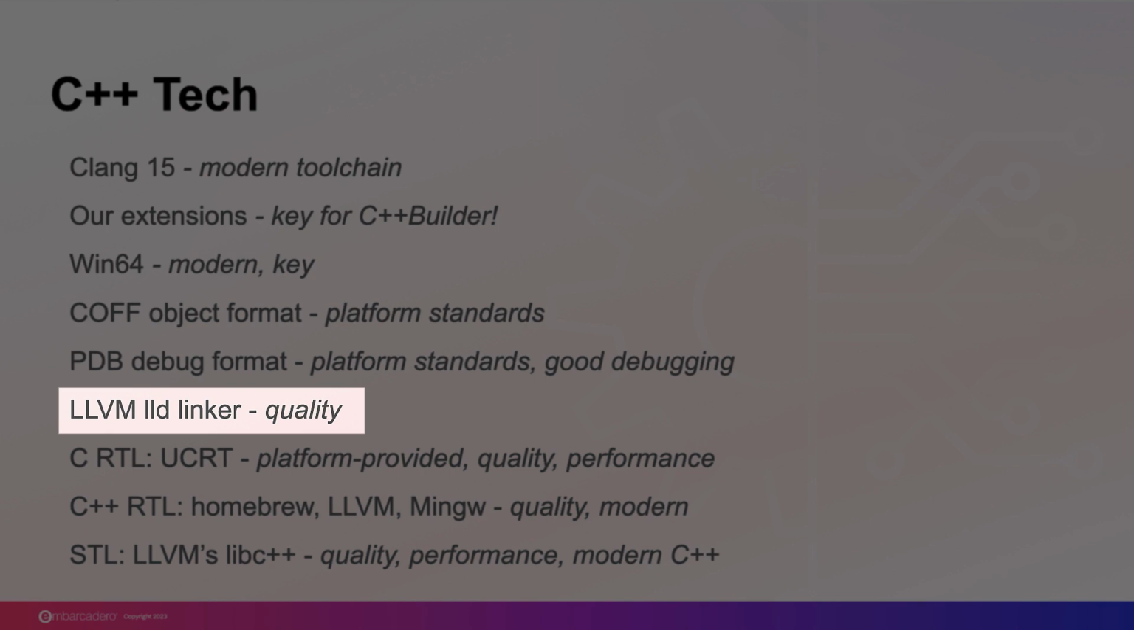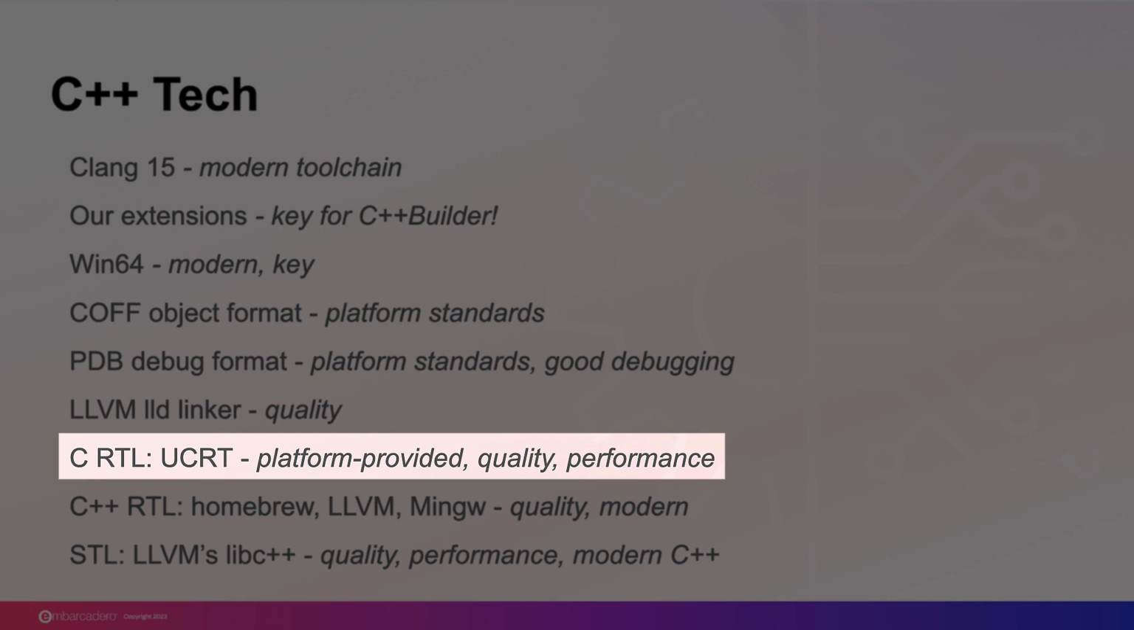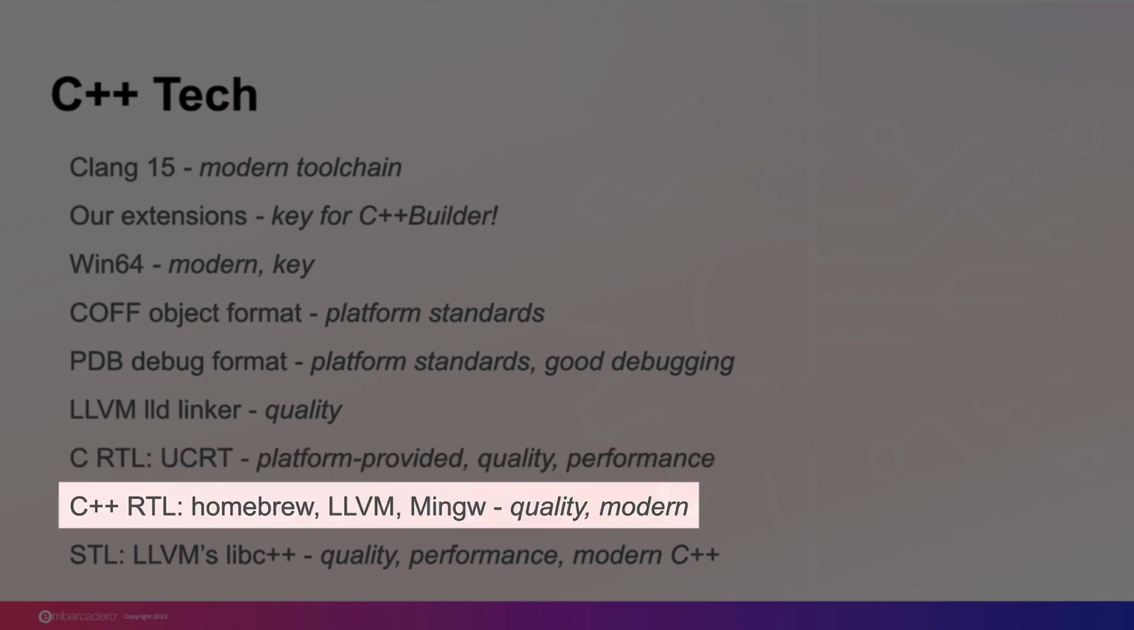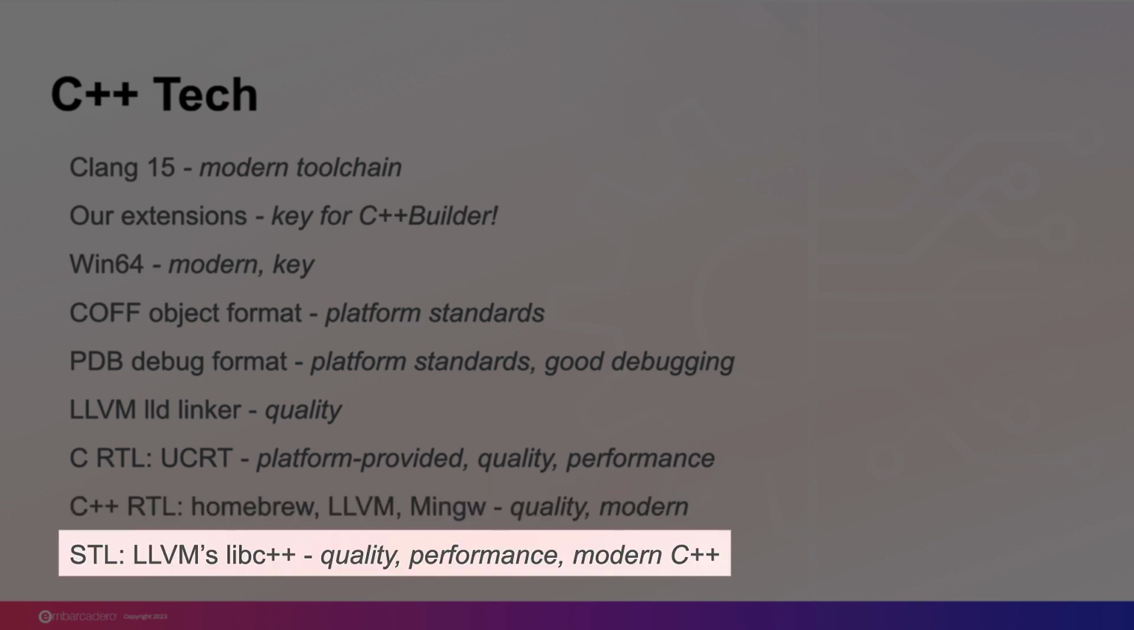We hope that this linker will be great at linking large applications and libraries and also faster. For the C runtime, we use the Universal C runtime, a Windows component. For the C++ runtime, which is our most in-development space at the moment, we use a mix of technologies from LLVM, MinGW, and elsewhere. All are open source with compatible licenses. For the STL, we use LLVM's libc++.